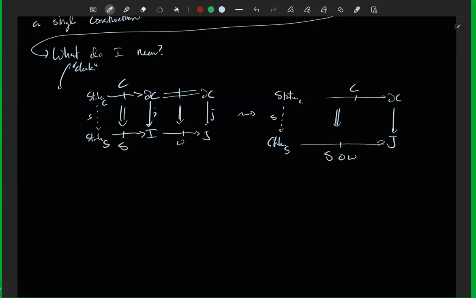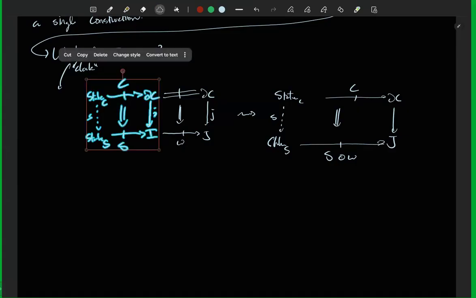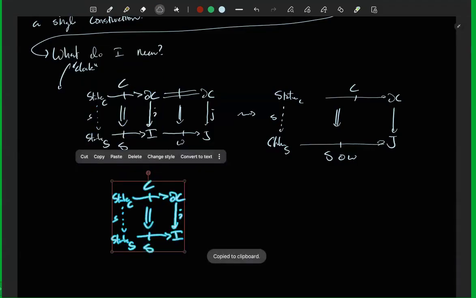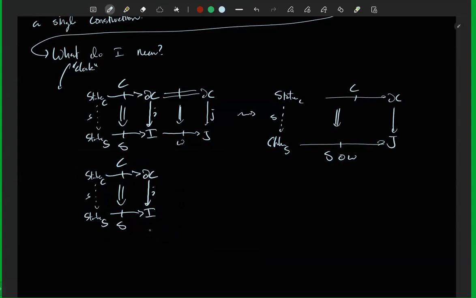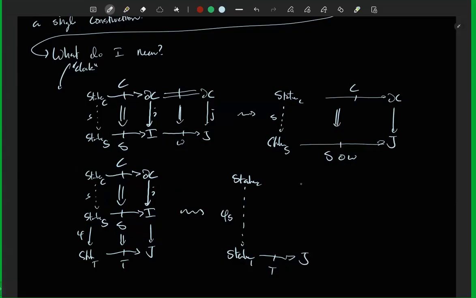And also, quite evidently, if I have any behavior up here, and if I have here some other map of systems down here, let's call it phi, then I can compose and get a behavior of T like this.